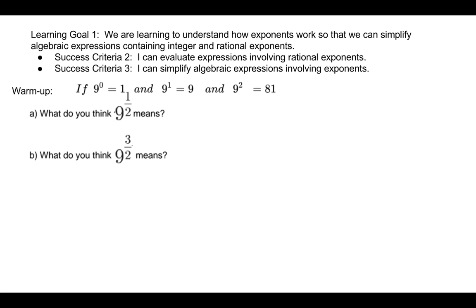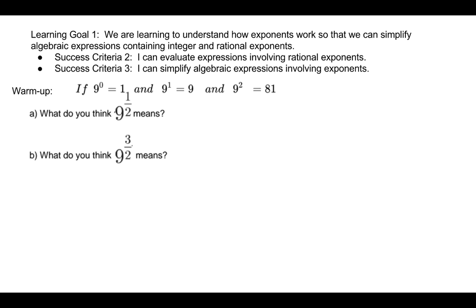So question for you is, if 9 to the 0 is 1, and 9 to the 1 is 9, and 9 to the 2 is 81, which we know, what do you think 9 to the half means? What do you think 9 to the 3 halves means? And so remember, an exponent is the number of times something occurs or something's multiplied, and it's really a counting mechanism for multiplication. So 9 squared is 9 times 9. 9 to the 1 is 9. 9 to the 0 is 1, or just no 9s by themselves.